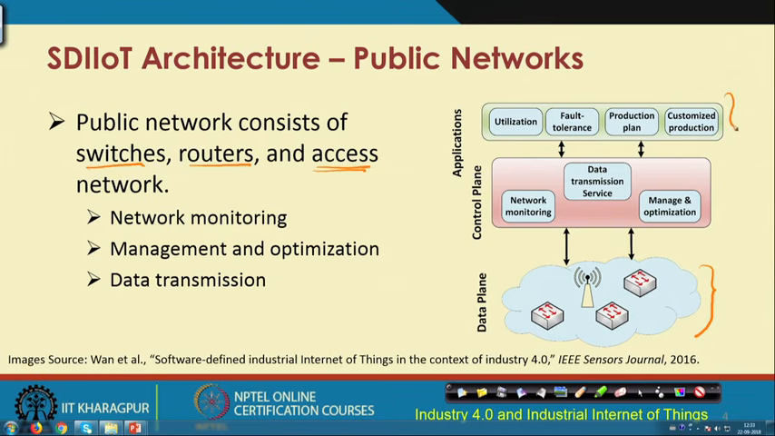In the application layer, basically you have whatever we talked about earlier, that does not change more or less, but over here in the control plane, in the context of public networks, you have similar kinds of issues like the ones that we discussed in the context of software defined sensor networks. So, here we are talking about again network monitoring, then data transmission service and management and optimization, particularly autonomous management and optimization. It is very similar to the ones that you had seen in the control layer for software defined sensor networks.